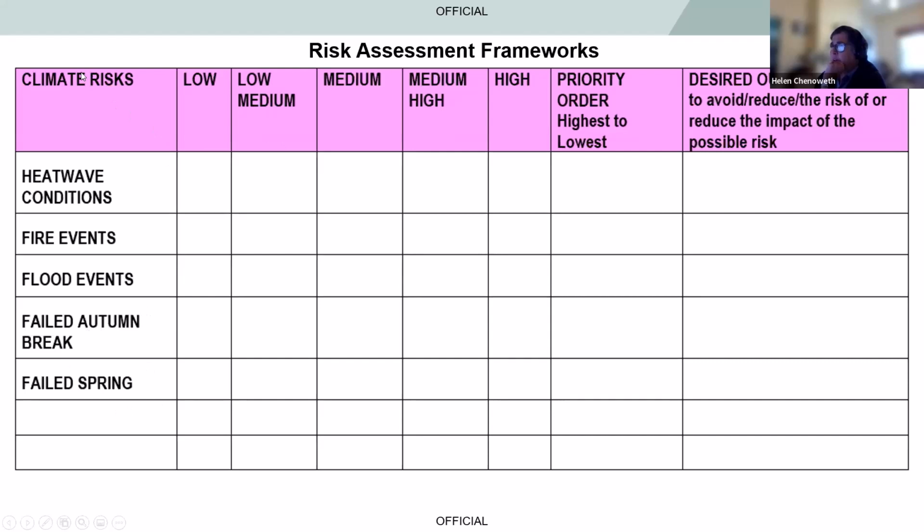We're looking at both identifying what the risks are, and there could be more, of course. Each farm's going to have their own aspects to think about as well, but also about what sort of risk it is to the business in terms of priority order and what the impact will be, which we'll talk about in a minute.